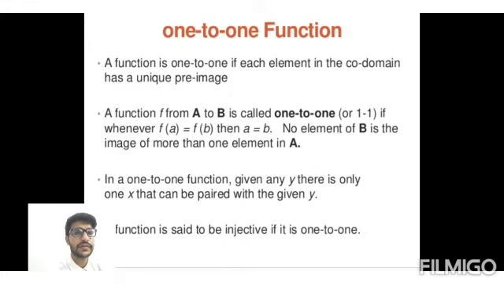One-to-one function is a type of function. It is one-to-one if every element of the codomain has a unique pre-image. A function f from A to B is called a one-to-one function, or one-one function, if f(a) is equal to f(b) implies a is equal to b, so no element of B is the image of more than one element of A. In a one-to-one function, for any given y, there is no more than one x that pairs with it. A function is said to be injective if it is one-to-one.